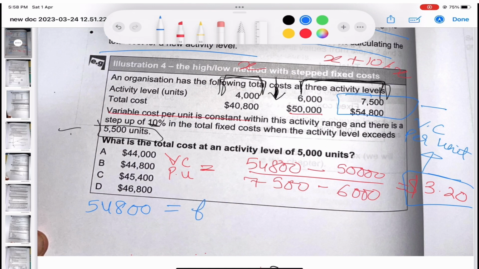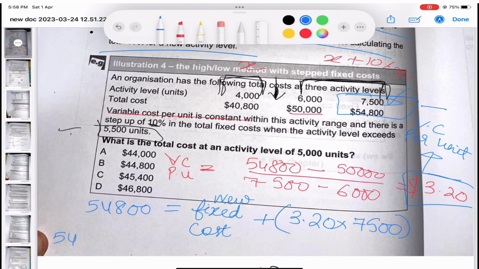All right, so what is my fixed cost? How do I find out my fixed cost? So my total cost 54,800 is given by new fixed cost plus the total variable cost. Total variable cost is 3.20 multiplied by the number of units, right? So by doing that, we'll get the new fixed cost. You know what the new fixed cost is now, right? It would be 10% more than the previous fixed cost. So like this, I am finding out my new fixed cost.